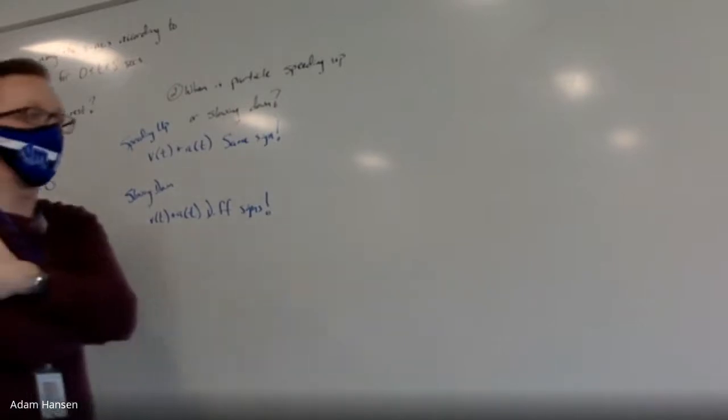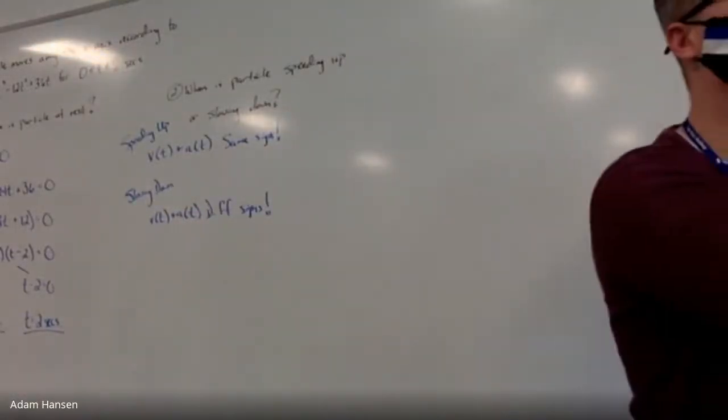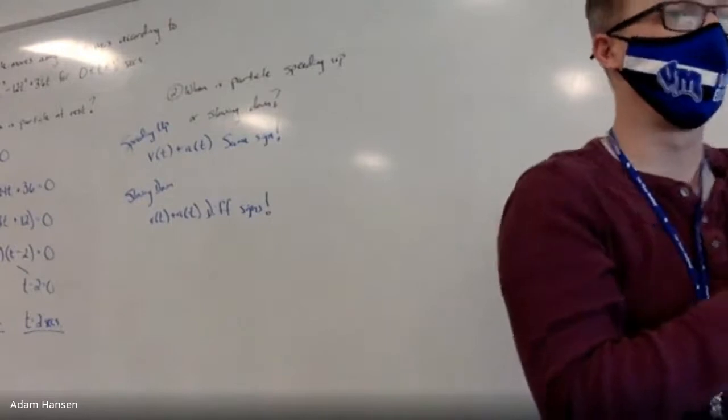If velocity is positive but acceleration is negative, it's moving forward, but it's doing so at a slower and slower rate over time. If velocity is negative but acceleration is positive, it's moving backwards, but more and more slowly over time. Does that make sense?